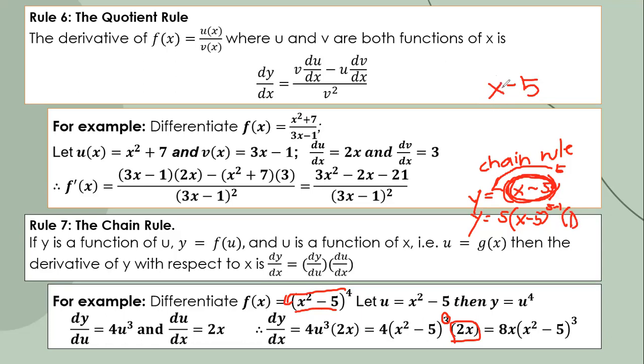Since the derivative of x is equal to, may exponent yan na 1. So 1x raised to 1 minus 1, that is 0. So that is 1 multiplied to x raised to 0. Any number raised to 0 is equal to 1. Minus the derivative of a constant is 0. So the answer is 1 for the derivative. Okay, so now we get y prime is equal to 5 times x minus 5 raised to the fourth.